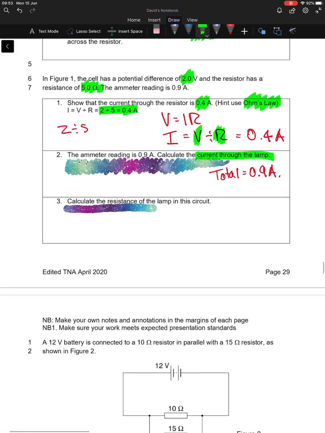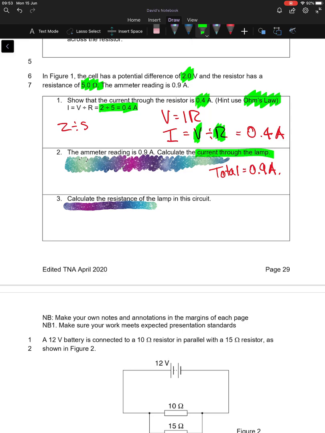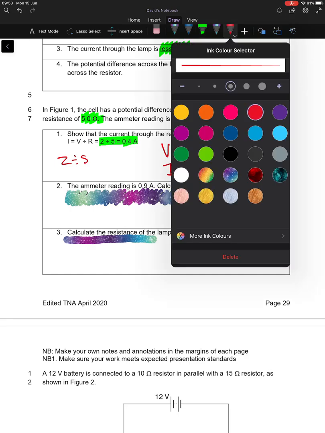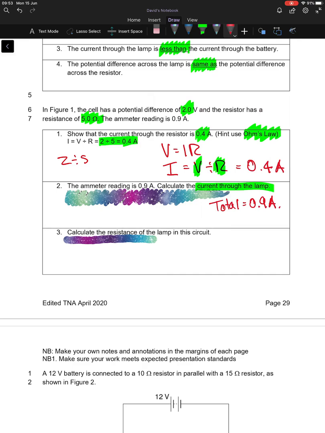Lamp, resistor. So the resistor is going to have an impact. Right, so calculate the current through the lamp. Total is 0.9. So if we think about what the current through the resistor and the lamp is. So total current is 0.9 amps, which is the current through the resistor and the lamp, isn't it?